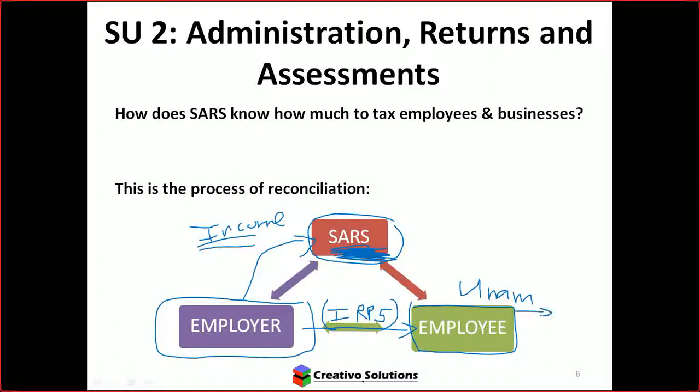Because as an employee, can you have a medical aid? Yes, sir. Can you have a pension? Yes. Can you have a tax-free savings account? Yes. Can you have savings and investments and other assets? Yes, definitely. Right. So will your employer know all of that?